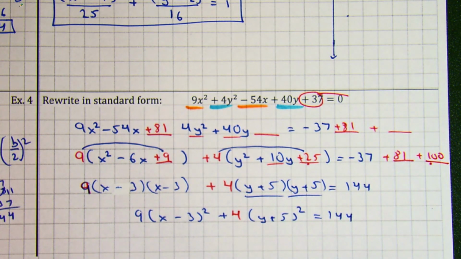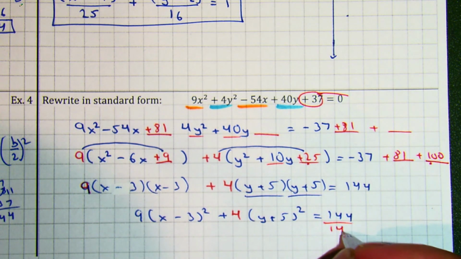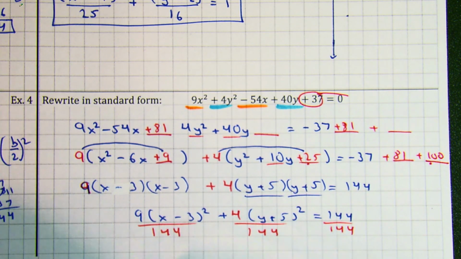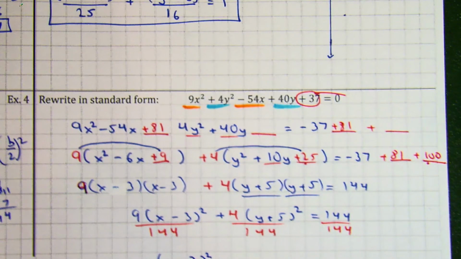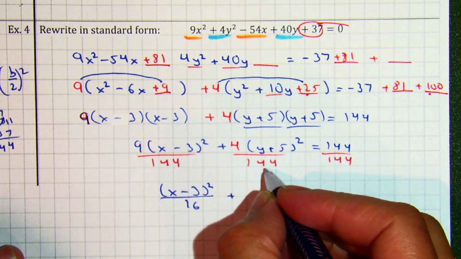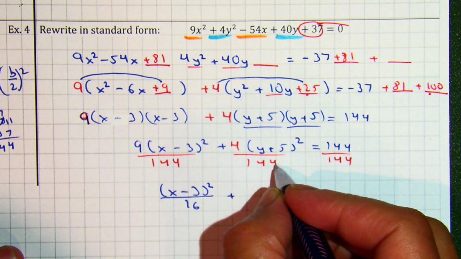Once again, we want to make sure that it's equal to 1. So what should I do? I should divide by 144. 9 divided by 144, 1 into 90 goes 10, 54 is 6, so it'll be 16. So therefore it'll be x minus 3 squared over 16. That'll be 30 and 24, so it'll be 36.